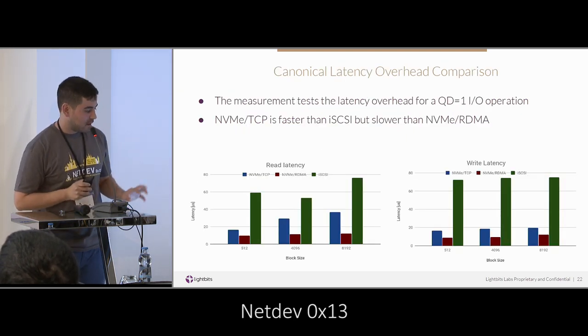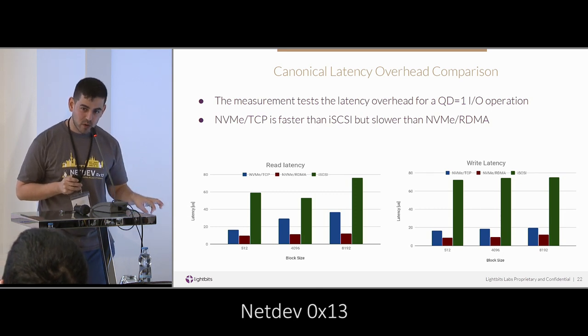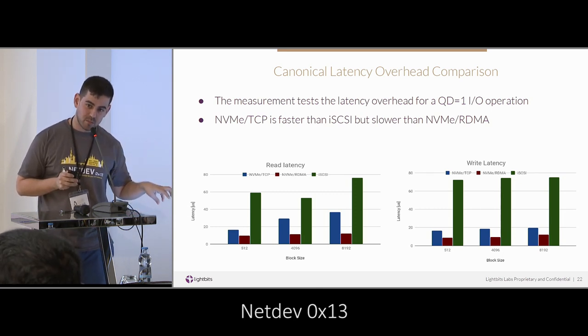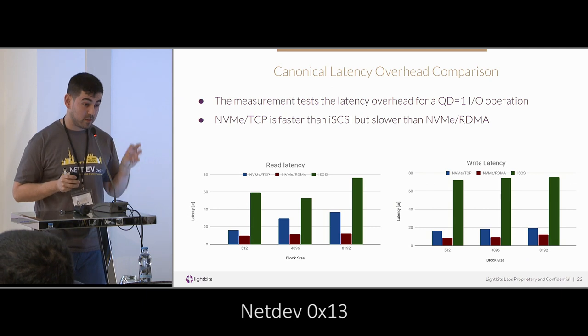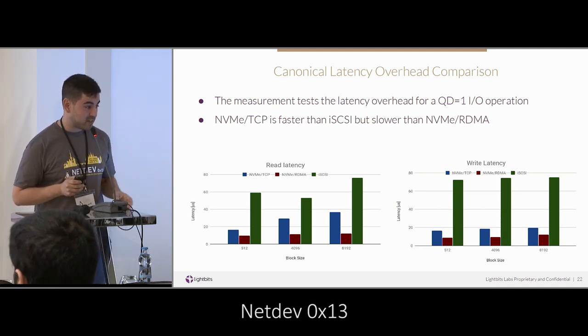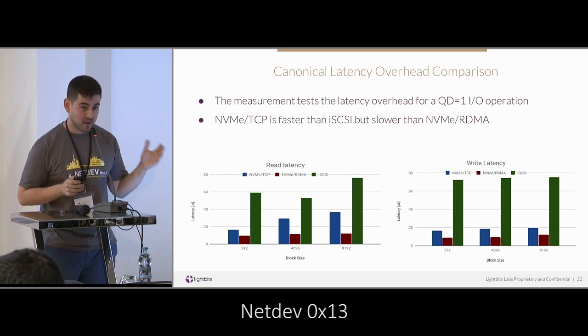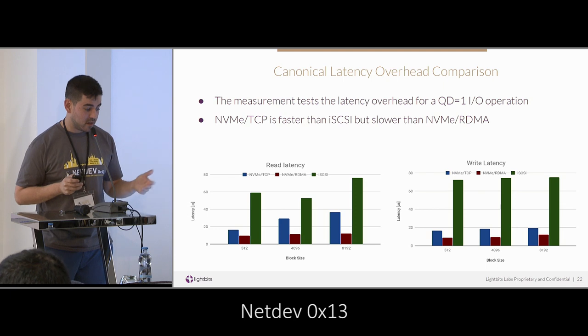And I will just go quickly over the performance. We have three protocols that we are comparing. The first one is NVMe over TCP, the other is NVMe over RDMA, and the third is iSCSI. As you can see here, NVMe over TCP is much more comparable with NVMe over RDMA than with iSCSI. So this is the QD1 canonical latency.